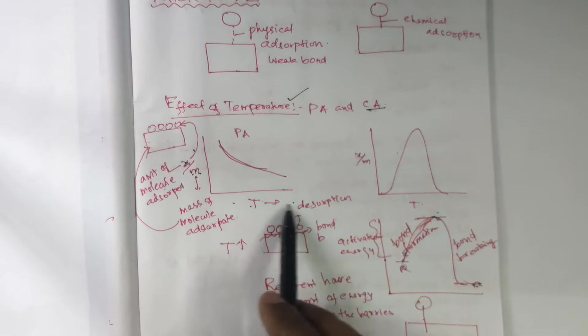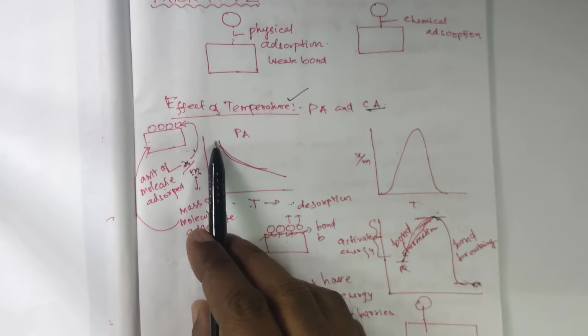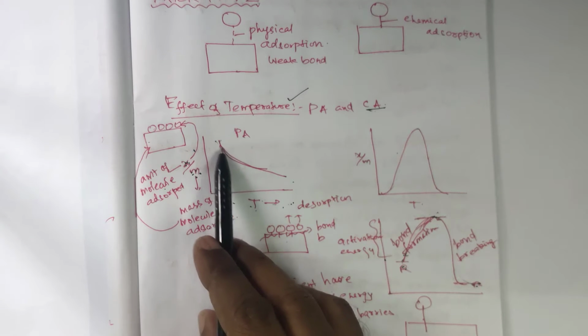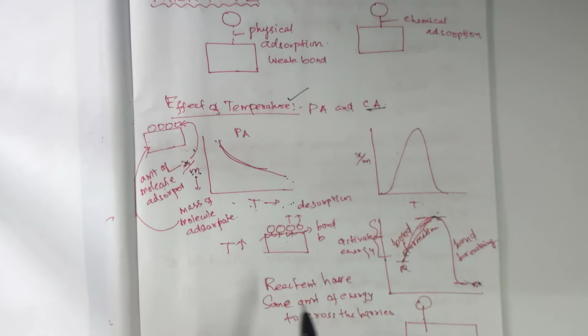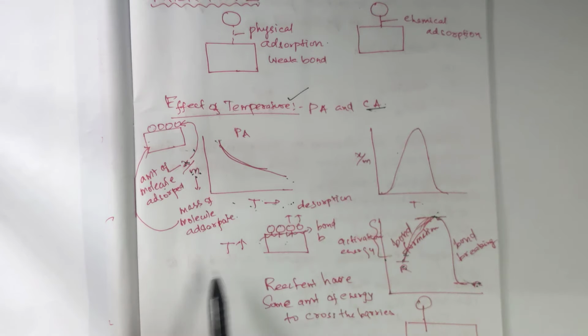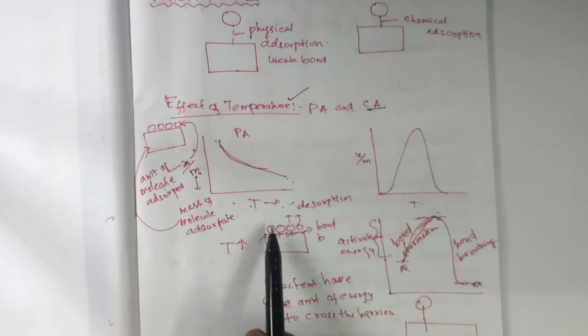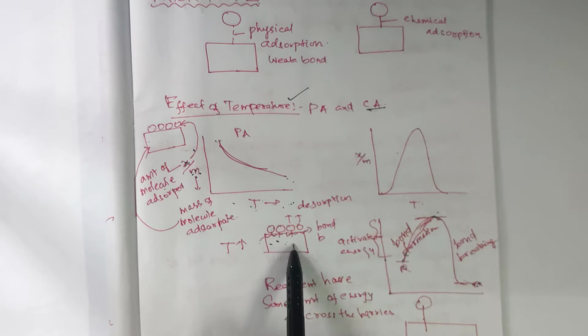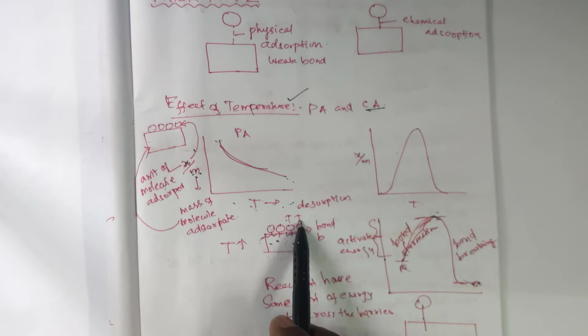Whenever the temperature is raised, the physical adsorption value is decreased. Why is it so? Because in physical adsorption, a weak bond is formed between the molecules and the surface. Whenever the temperature is raised, the bond breaks and the molecules escape. So the adsorption decreases.